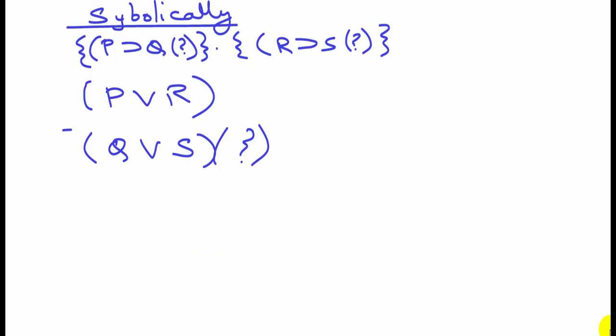The minor premise of a dilemma is a disjunctive proposition. This is a disjunctive proposition. This is a minor premise. The minor premise of a dilemma is a disjunctive proposition.